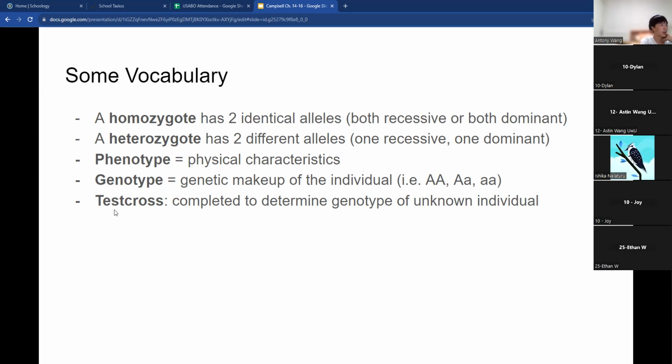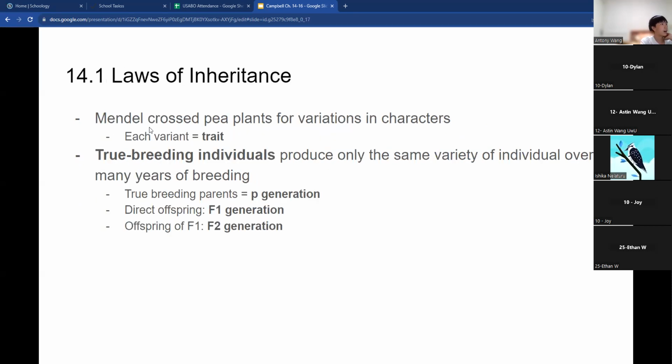And more vocab, test cross in Mendelian. Well, I'll just show you in a bit. Laws of inheritance. Mendel worked with pea plants, and he determined that they have variations in character. Here's another definition: true breeding individuals.